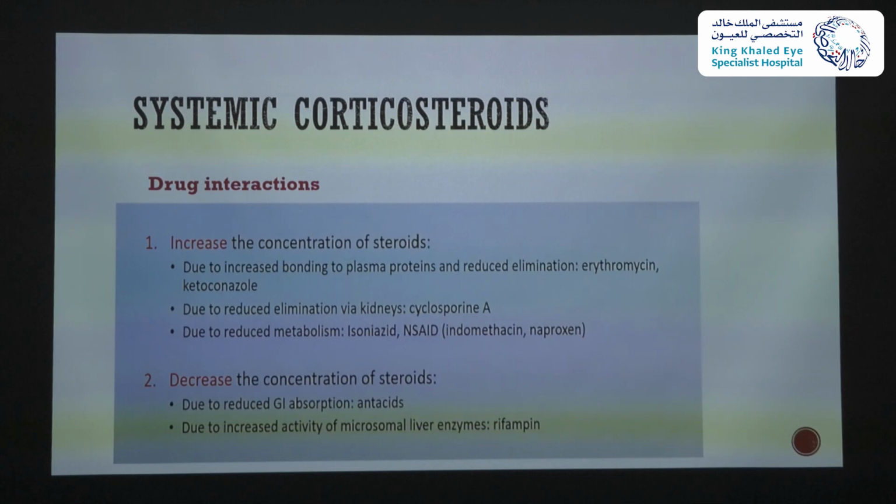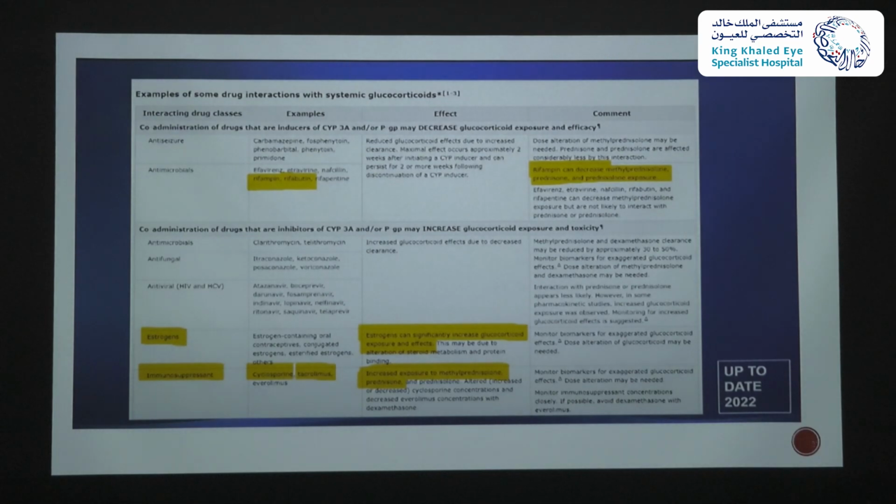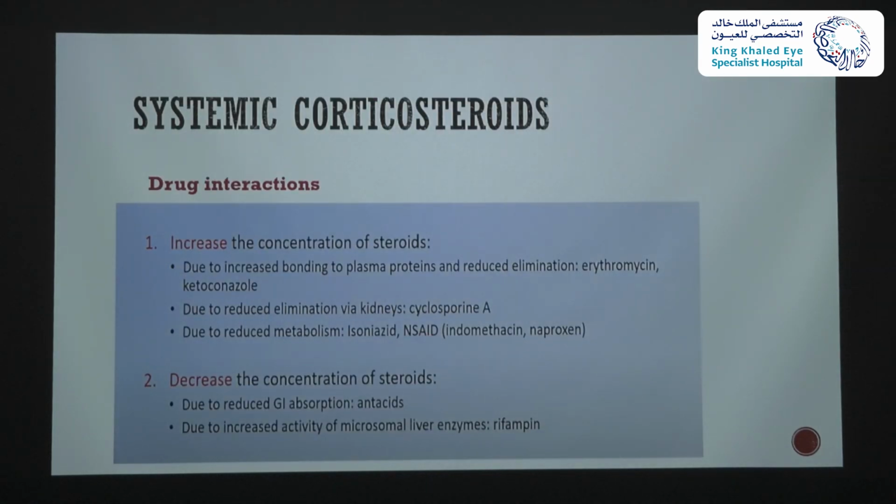Also, we should not forget the drug interactions that can occur between steroids and other medications the patient uses. There are some medications that can increase the concentration of steroid, especially cyclosporin A, and also some drugs that decrease the concentration of steroids, such as rifampicin. This is important when treating TB uveitis.